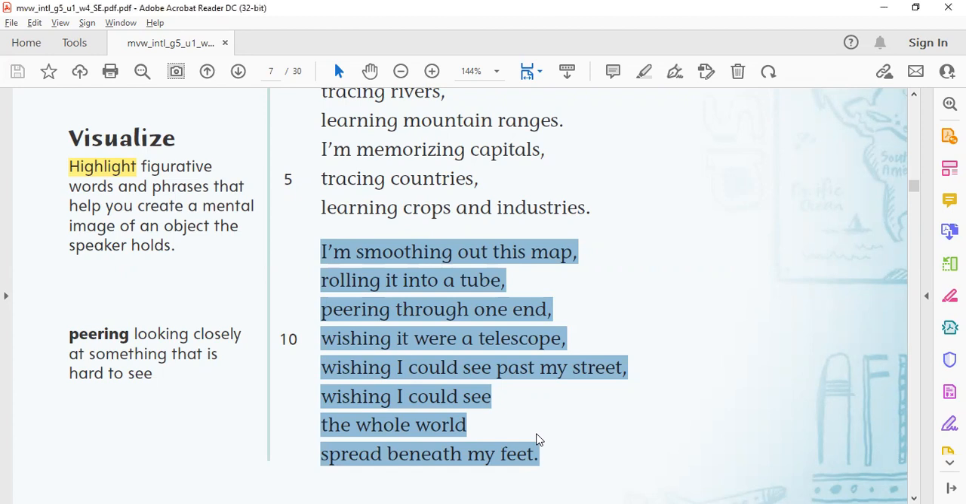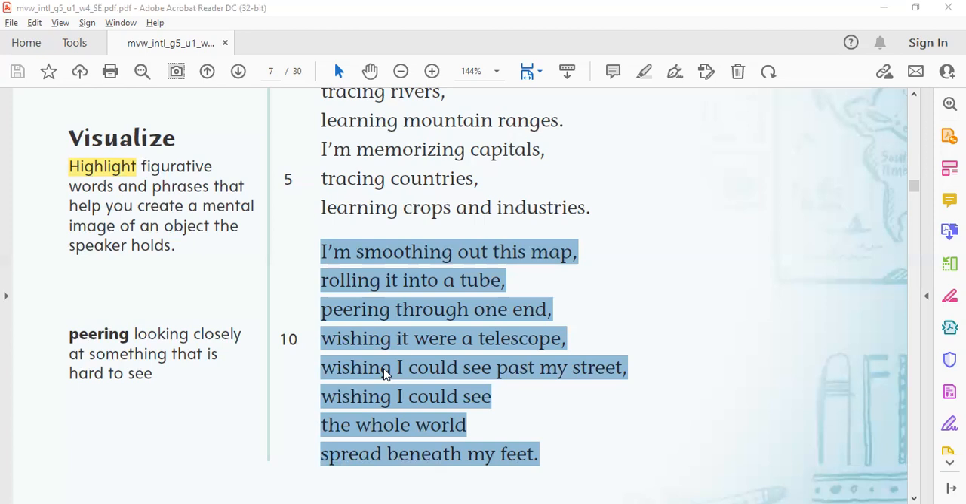And also there's a repeated word in here. What is it? Wishing. Wishing is repeated 3 times. So is it important to her or not? Yes, it's very important to her. So it's very important to her to wish. And why do you think it's important for her to wish? Because she repeats.